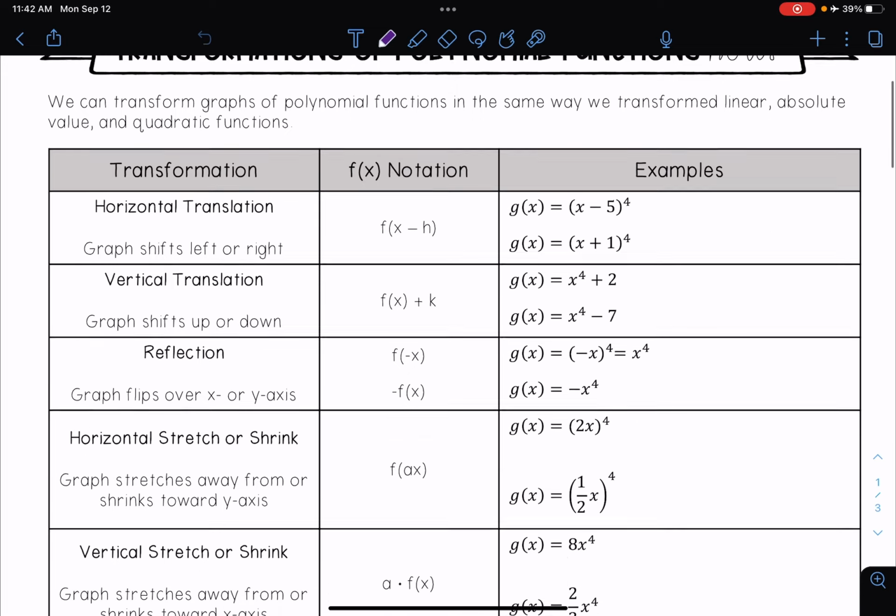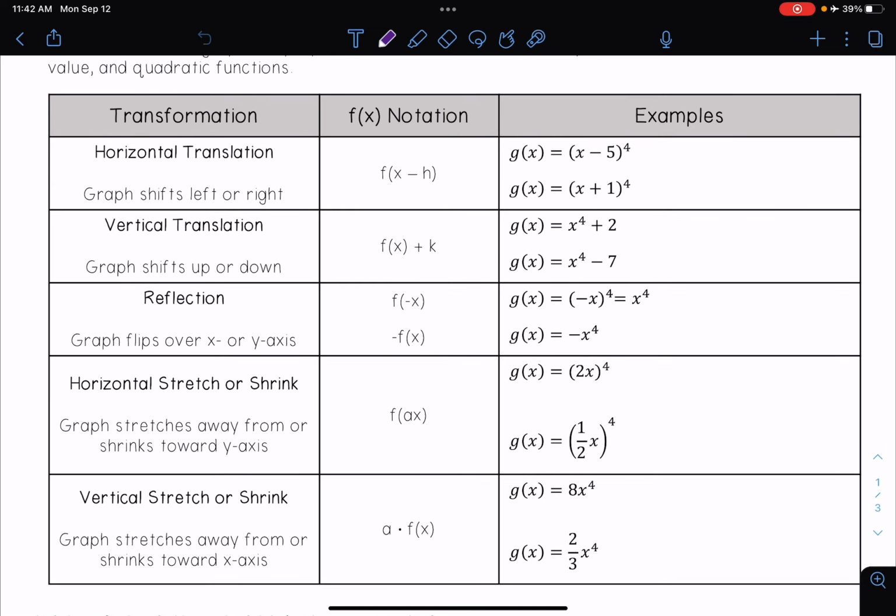The first type of transformation that we can have is a horizontal translation, and this shifts the graph left or right. In our function notation, that's going to look like f of x minus h. Remember, when h is negative in here, that means it's going to the right. If it's a plus h, then it's going to the left.